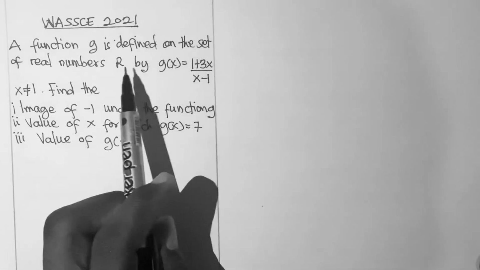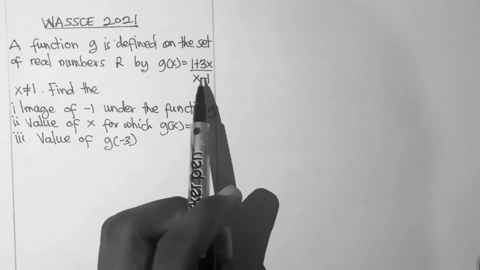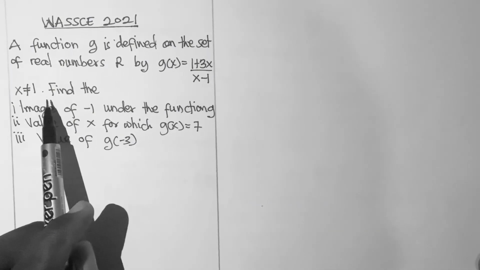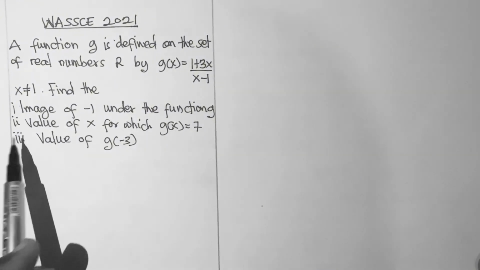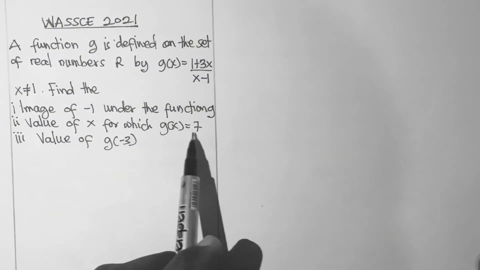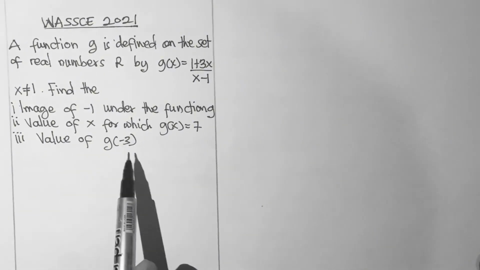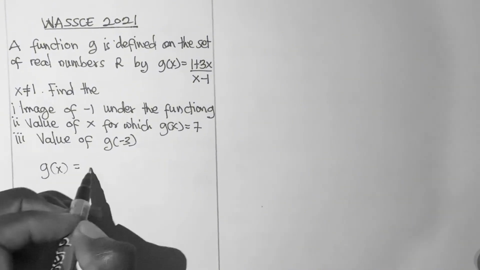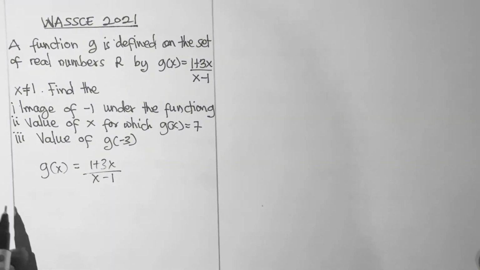A function g is defined on the set of real numbers R by g of x equals 1 plus 3x divided by x minus 1, where x is not equal to 1. Find (i) the image of minus 1 under the function g, (ii) the value of x for which g of x is equal to 7, and (iii) the value of g of minus 3.